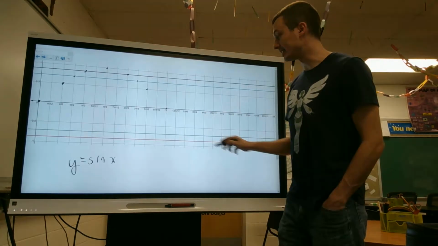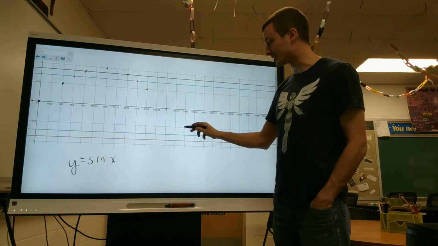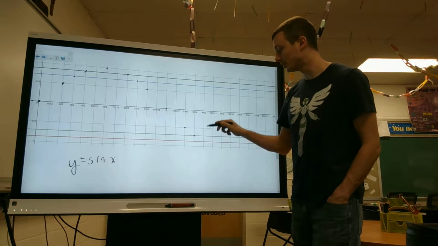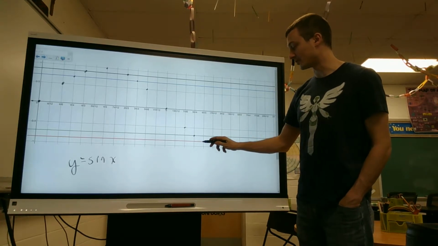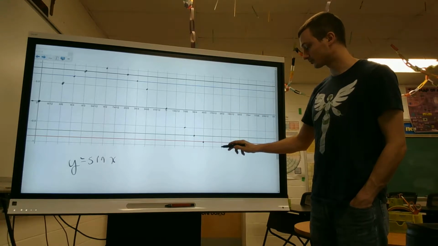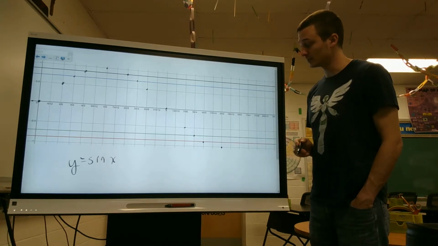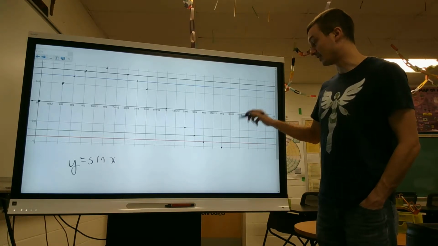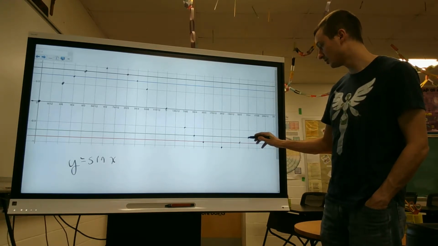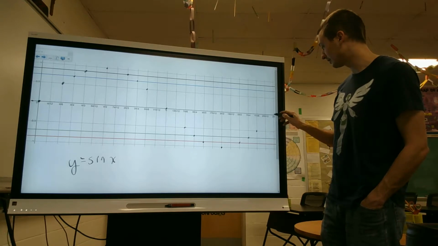Then we do the same thing going down. The sine of 7 pi over 6 is negative 1/2. The sine of 5 pi over 4 is negative square root of 2 over 2. The sine of 4 pi over 3 is negative square root of 3 over 2. And the sine of 3 pi over 2 is negative 1. Again, this gets mirrored, so I don't even need to look if I'm graphing it, because I'm going to get that.